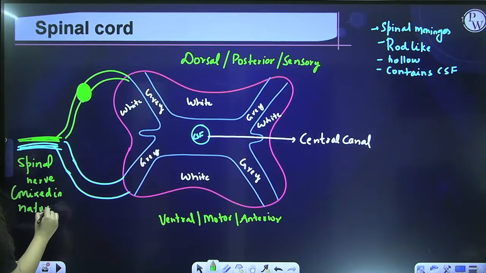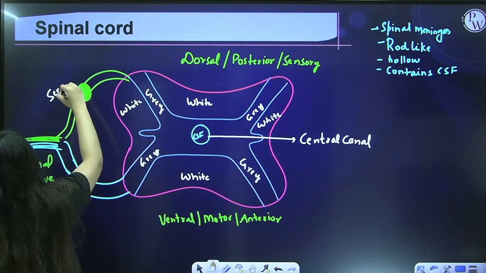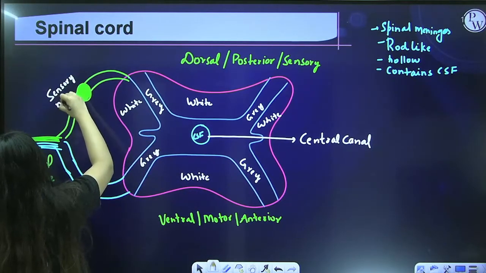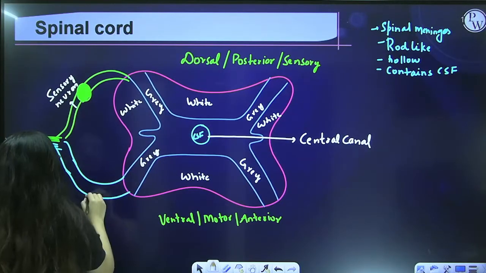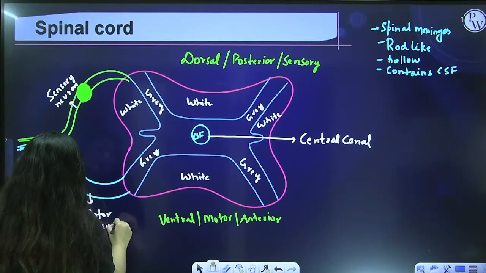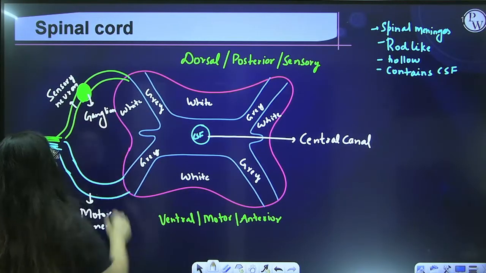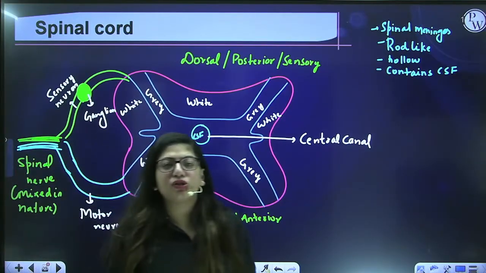What is mixed in nature? That means it contains both types of neurons, the sensory neurons and the motor neurons. Okay, and this is known as the ganglion. You also sometimes call it the dorsal root ganglion.